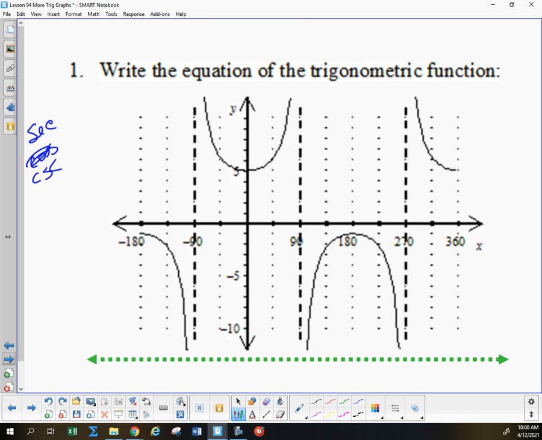So one of the things that I'm going to do, here's my y-axis. Oh, if I started trying to draw in a reciprocal graph, it would have to look like that. Which reciprocal graph has a max on the y-axis? Cosine has a max, so this would have to be 1 over cosine, so we know we're dealing with a secant graph.